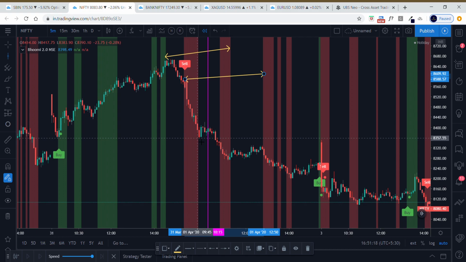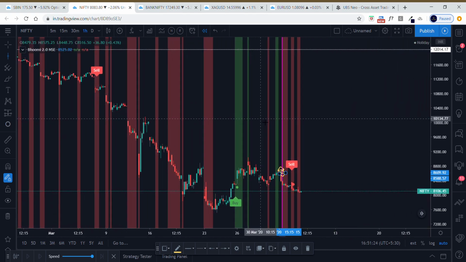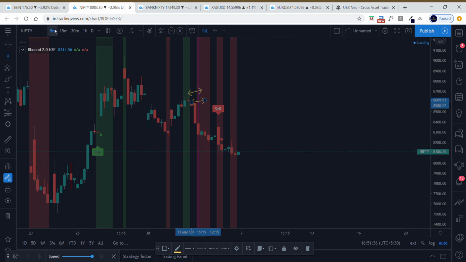Please, I'm going to tell you again. When there is no signal on a 1 hour time frame, when there is no label of sell, but still when you see something in red, the zone has been formed. Try to plot a vertical line here and come narrow it down to 5 minutes.